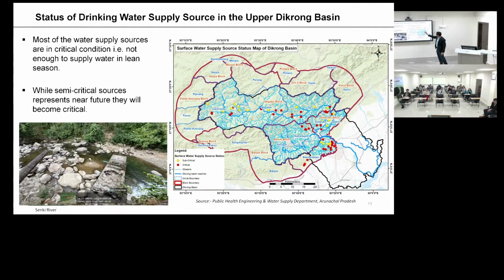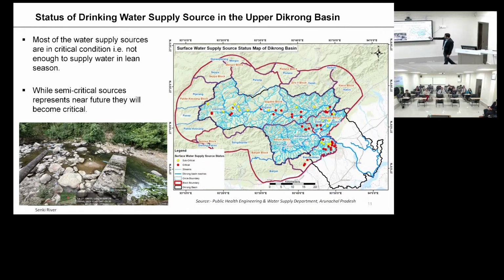So this was critical sources. They are not sufficient to supply enough water in lean season, let's say in May, June. Not a continuous supply is there. And semi-critical and subcritical sources are like, although they are sufficient now, in the near future they are not going to be sufficient to supply the water.